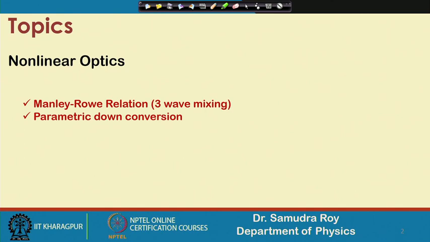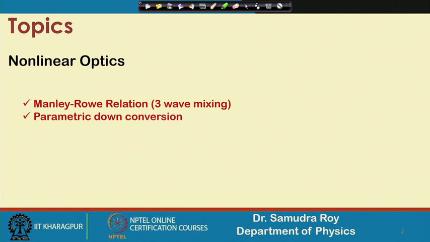Today in the lecture we have two very important topics. One is the Manley-Rowe relation for three-wave mixing. This relation we have already discussed in detail for the second harmonic generation. Again, this equation will come into the picture when we deal with three-wave mixing. This is the general form of the second harmonic generation.